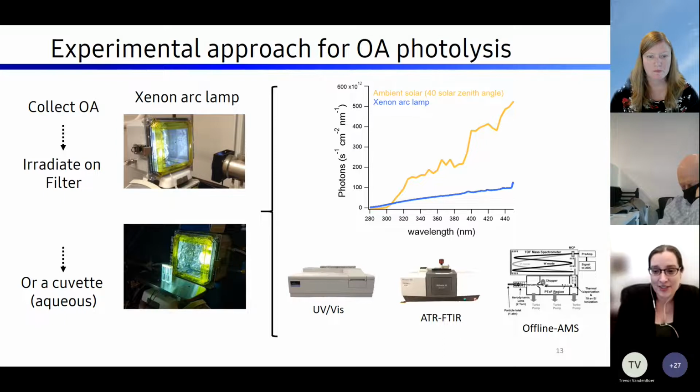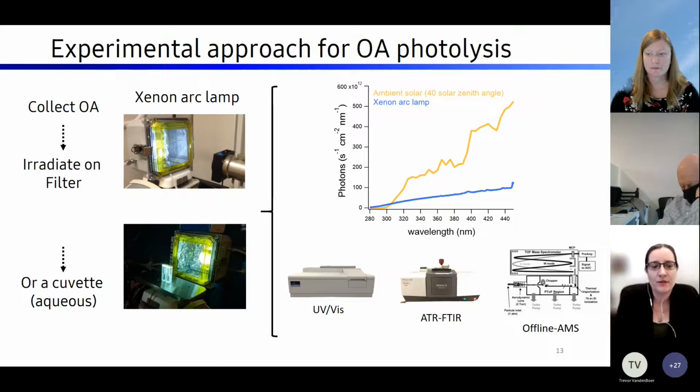So to get around that, we're actually just collecting our material on a filter. And then we are shining the light directly on the filter. And we have this filter set in a closed box, and we are continuously flushing that with zero air. So it's a continuously flushed box. We have a hole cut in the front, and then we have some Teflon film taped across the front. So that allows us to get the light shining directly on these filters.